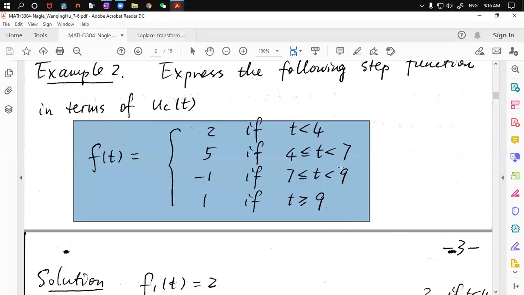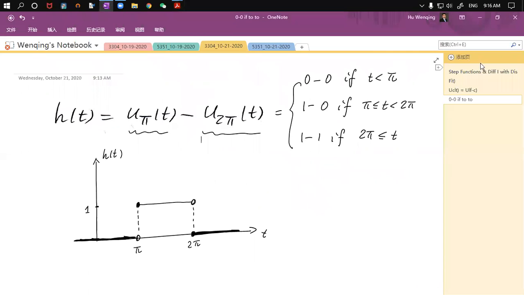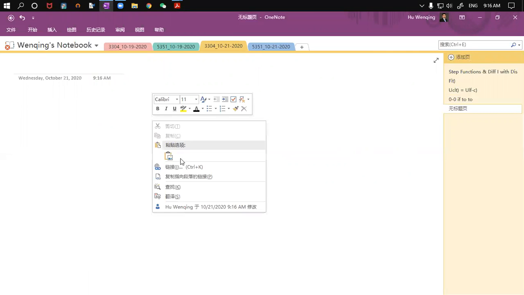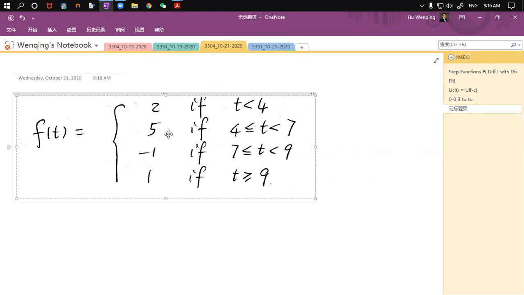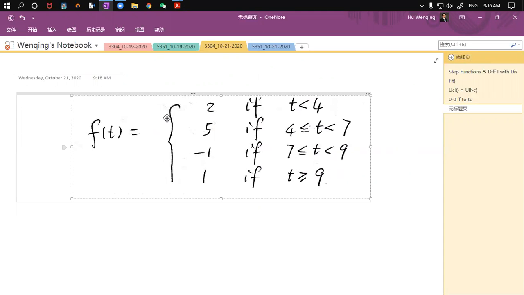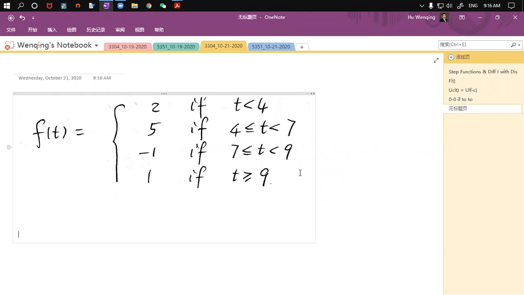Okay, so that being said, we are looking at expressing the following function in terms of unit step functions. We're going to look at this function and see if it can be written as unit step functions. So what is this function?